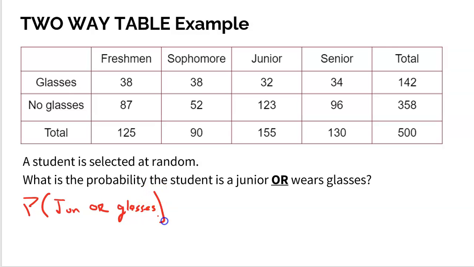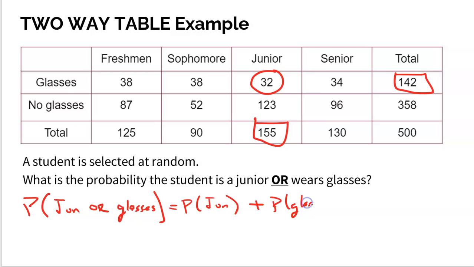Now here, I have to be concerned because there is some overlap. These are not mutually exclusive. There are 32 kids who are both juniors and wear glasses. There's 155 total juniors. Some wear glasses, some don't. 140 total kids wear glasses. Some are sophomores, some are juniors, some are seniors, some are freshmen. But 32 are both. So how do I find the probability? Well, I first have to find the probability of a student being a junior. Then I add the probability that a student wears glasses. Then I have to subtract away the probability that somebody is both a junior and wearing glasses.